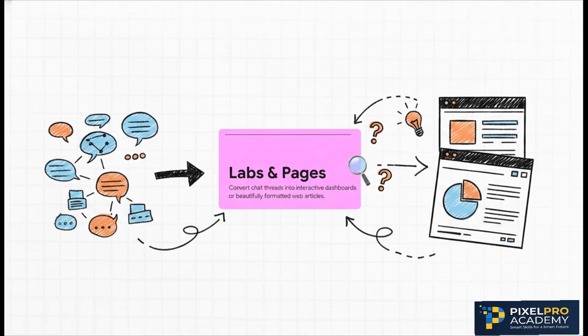Now, it's one thing to have a bunch of data sitting in a chat window, but it's another thing entirely to visualize it. And that's where Perplexity Labs and Pages step in. These are proprietary features that literally take your raw chat threads and research data and convert them into something you can immediately present or publish. With one single click, you can turn a dense, deep research output into a beautifully formatted, chapter-based web article or even a totally interactive data dashboard.